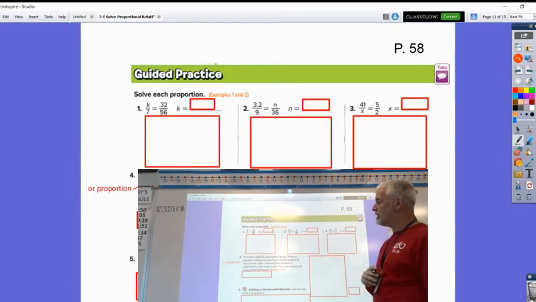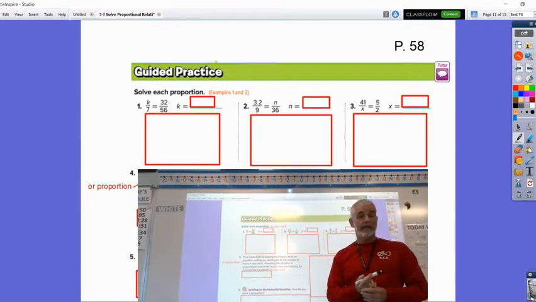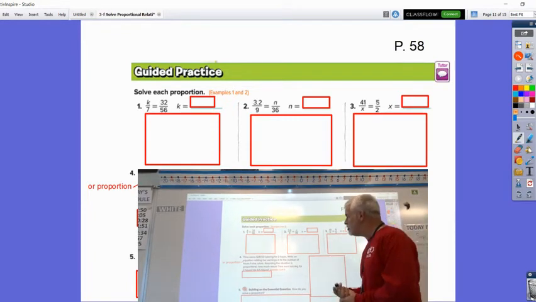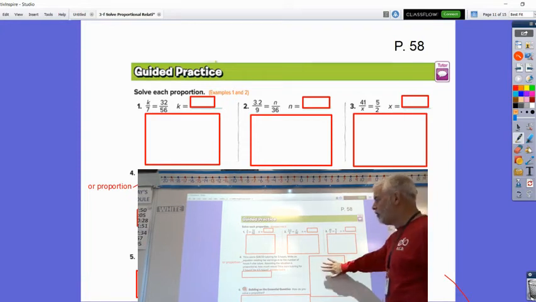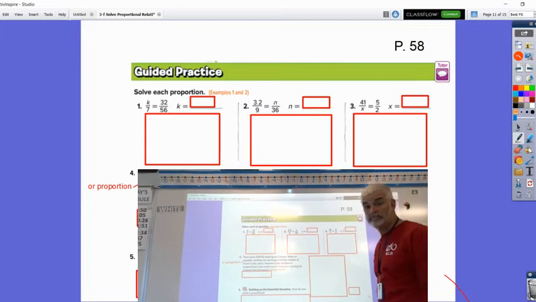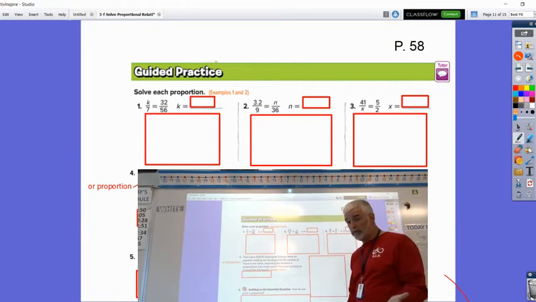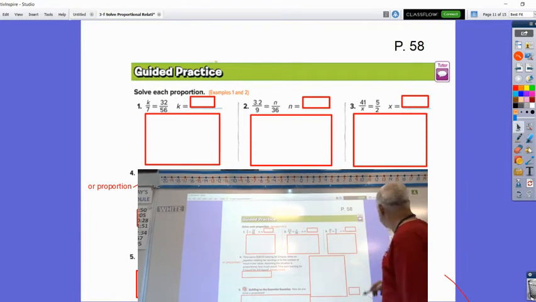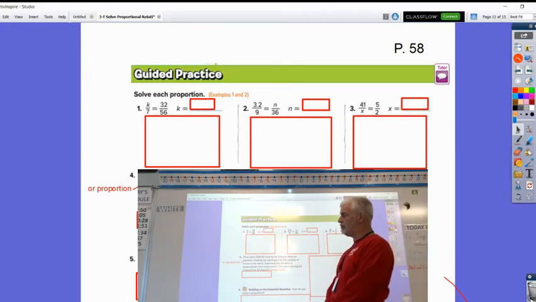All right, so here are 4 more problems at the end of this lesson in the book, page 58, guided practice. 3 problems are just straight solving a proportion, and then 1 more real world proportion problem. I'm going to let you put your answers in for these problems, and then I'm just going to show you the work. So number 1, k over 7 equals 32 over 56.